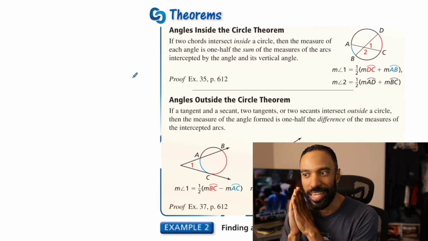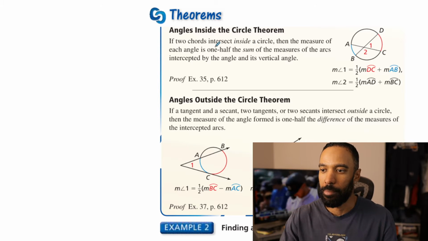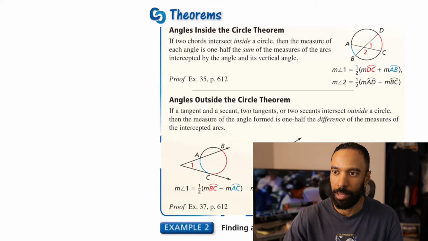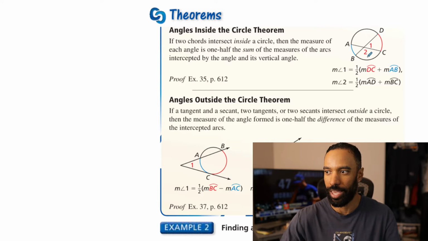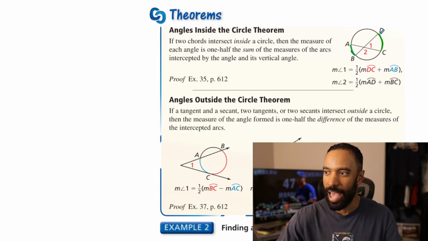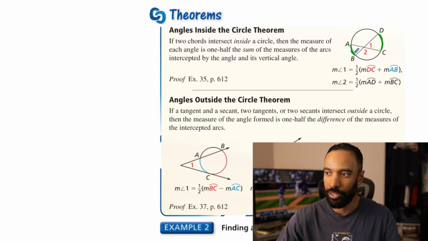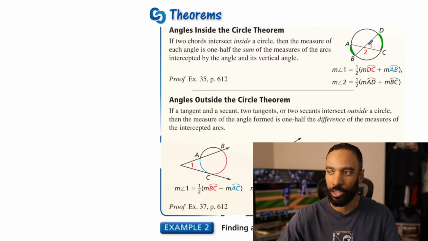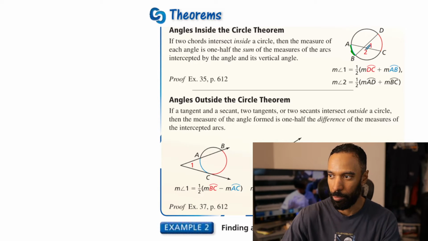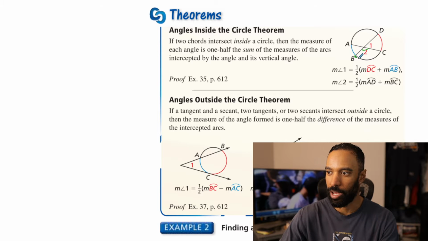If two chords intersect inside a circle, then the measure of each angle is half the sum of the measures of the arcs intercepted by the angle and its vertical angle. They're talking about this guy and this guy right here. When we add those two together, we take half of the sum of these two. That'll equal either angle measure 1 or its vertical angle. And 2's angle measure will be half the sum of this guy plus this guy.